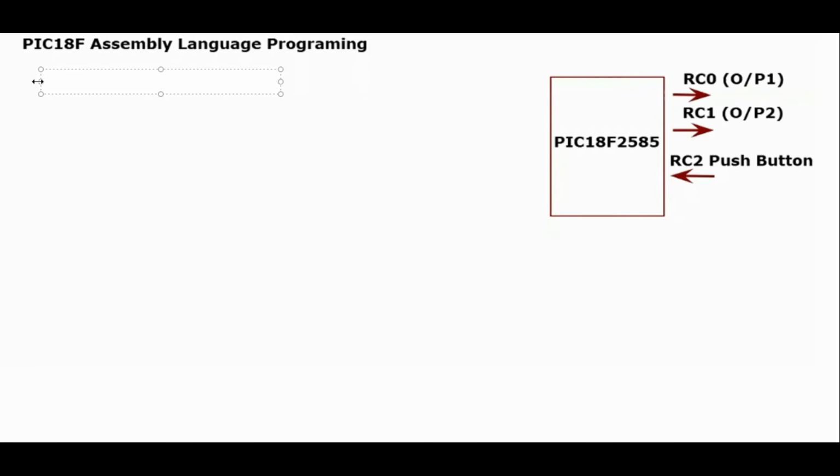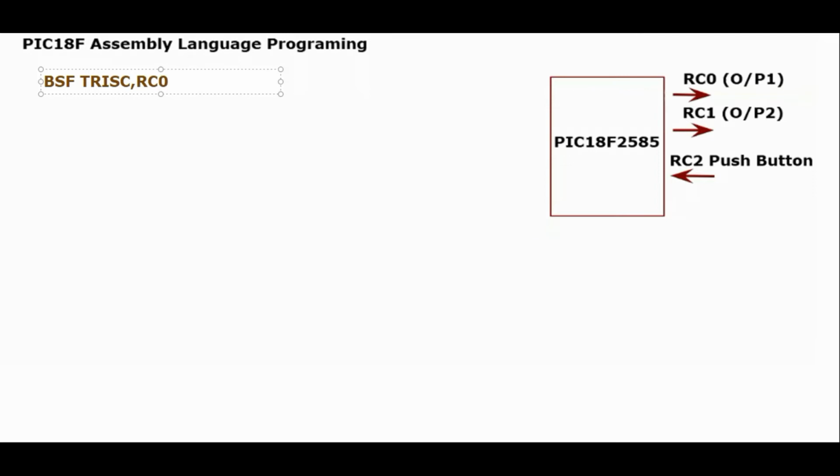So you must be aware by now that you need to set and clear the corresponding pins of the TRIS register of port C, respectively for the inputs and outputs. So I'm going to use bsf, bit set file. TRISC is the port C control register, and I'm going to make it set.